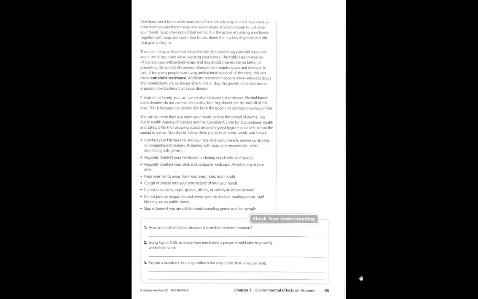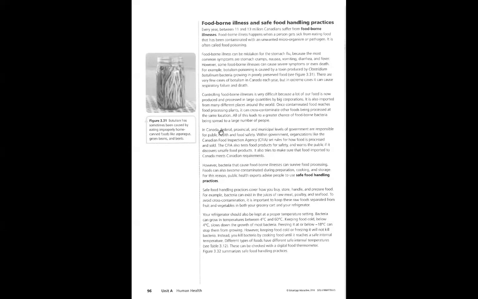We looked at how we can disinfect our home, what needs to be cleaned, how to sneeze or cough properly, all those types of ways of avoiding getting sick. We looked at foodborne illness and safe handling practices, all right. We looked at how to avoid botulism, which is another word for food poisoning.